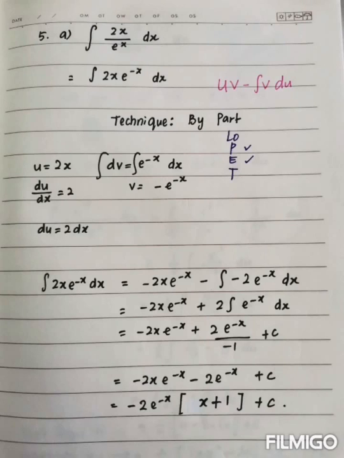Okay, this is by parts. For log-pad, the one above will be u, but the one below will be dv.